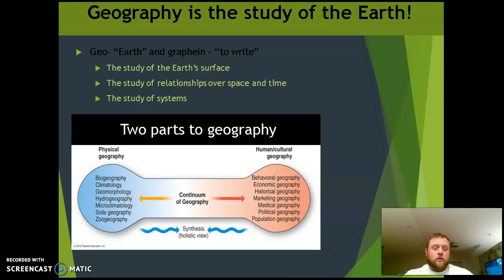Geography is the study of the earth. It's everything on the earth: animals, plants, microorganisms, people, the earth itself. As you see here, when we break the word down to the Greek root, it's to write about the earth.